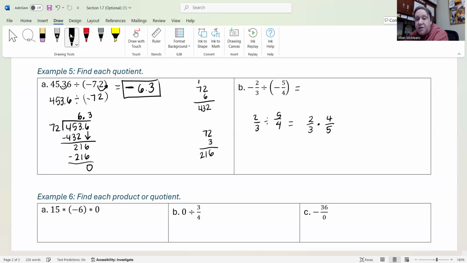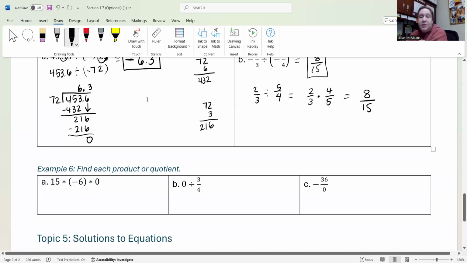Okay, so I want to see if there's anything I can cancel top to bottom, and there isn't. In the numerator, I have 2 and 4. The only factors there are 2s and 4s. In the denominator, I have 3 and 5. They're both prime, so those are the only factors. Nothing is going to cancel, so I just get 8/15. And remember, if we go back to the original problem, we were dividing 2 negatives, which would make the final result positive 8/15. That's it. Definitely get some practice in with multiplying and dividing fractions and decimals.